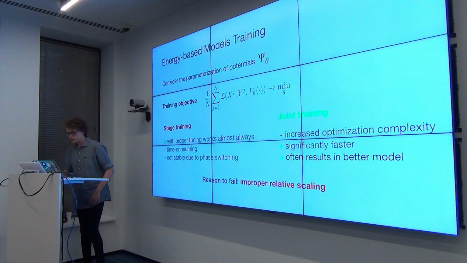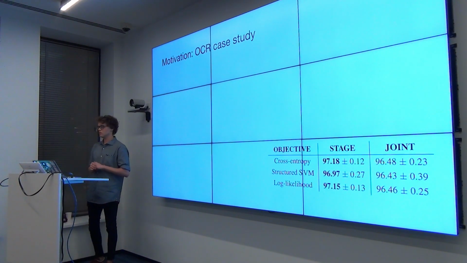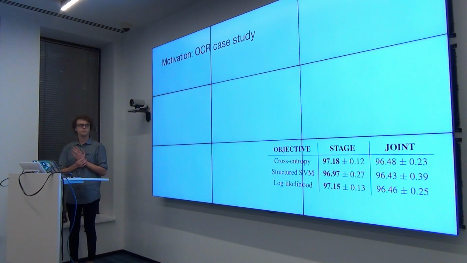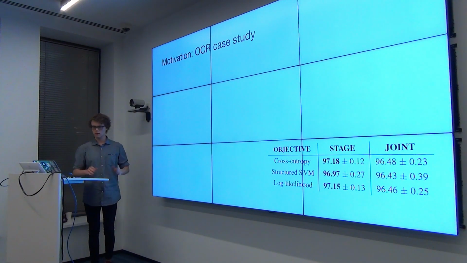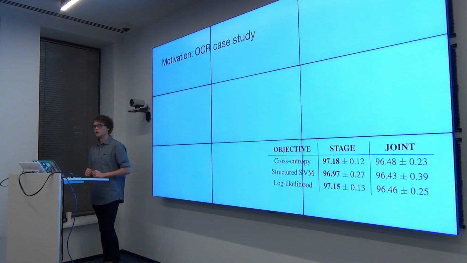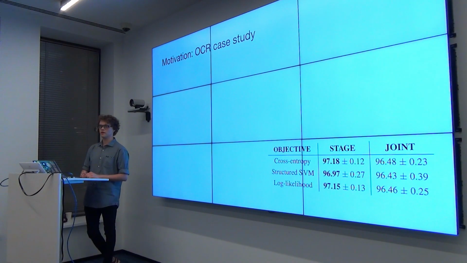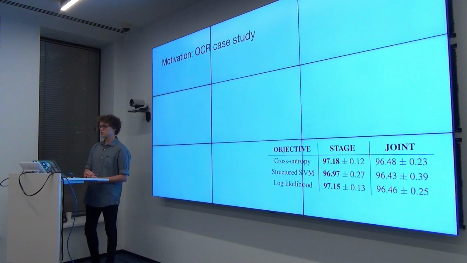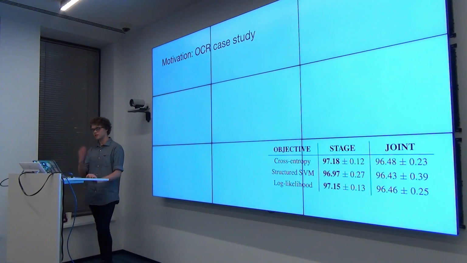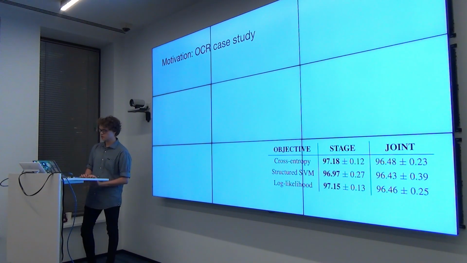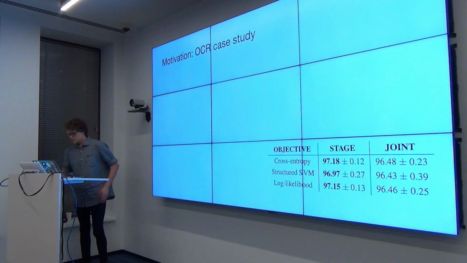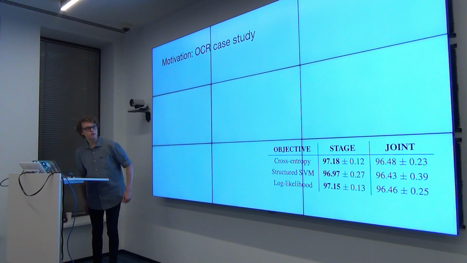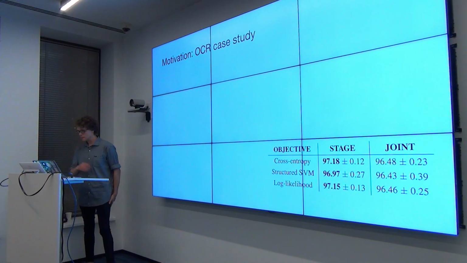Perhaps not. So as motivation, consider the optical character recognition case study. We have quite a simple model. It's a linear chain CRF with unary potentials parameterized by a LeNet-like convolutional neural network, and pairwise potentials which are parameterized by a real-valued square matrix of size 26. In this case, we can see from the table that stage training is superior to the joint one.